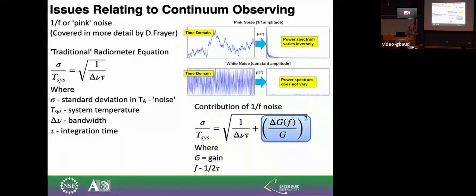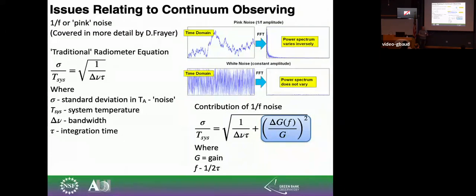But something you're going to come across if you do any continuum observing is 1/f noise, sometimes called pink noise, sometimes called flicker noise, though I don't think flicker noise is specifically this, but it's still called that by some authors. Something to be aware of. The traditional radiometer equation is what you use when figuring out how much time you need on a telescope. Basically, the inverse square root of your bandwidth times your integration time gives you an estimate of the noise, the sensitivity of your observation. So this standard deviation in the TA, I'm calling noise. That's basically your sensitivity.